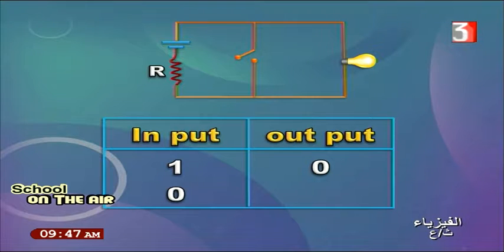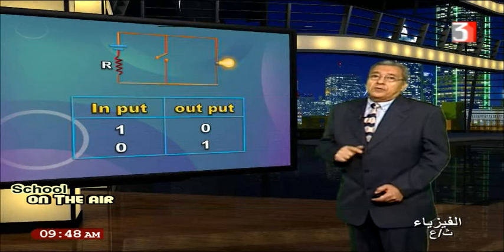It is given the symbol 0, the current will flow through the bulb, so it will be 1. So the NOT circuit converts 1 into 0, converts 0 into 1. So that is why we call it inverter. Okay, and in front of you is the electrical circuit that simplifies the action of this gate. This was about the first gate, and it was quite easy.